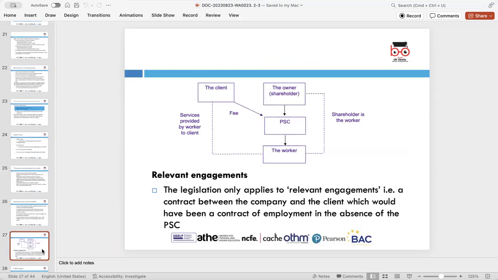Now we will discuss relevant engagements. We are referring to contracts between the PSC and the client. These are contracts that would likely have been considered contracts of employment if the PSC, or personal service company, was not involved. In other words, if the worker was providing their services directly to the client without the intermediary of the PSC, it would likely be an employment situation.